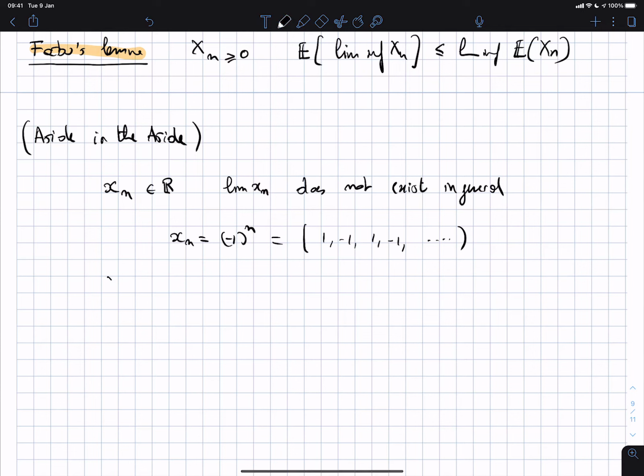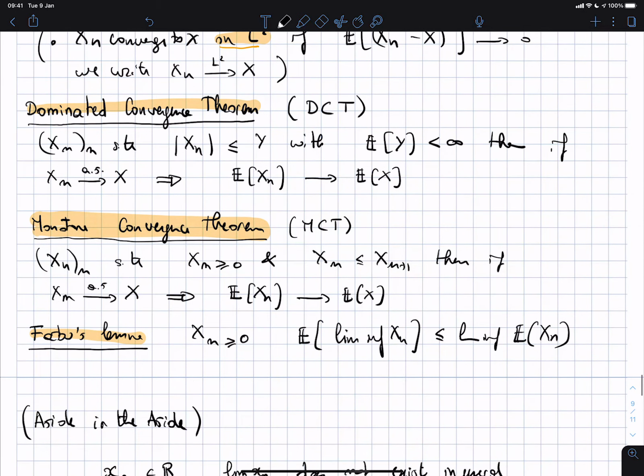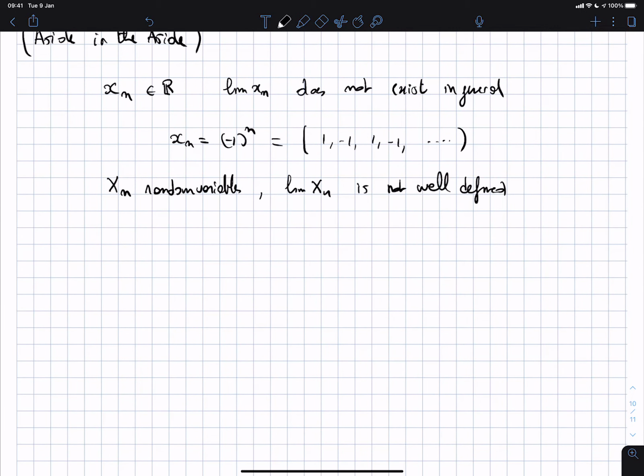Now if you have a sequence of random variables, let's take them real-valued to simplify, then the limit of X_n is not even a random variable. It's not well defined. In fact, I can't even write this. It literally makes no sense in general, unless I know that these converge. So it doesn't make sense.